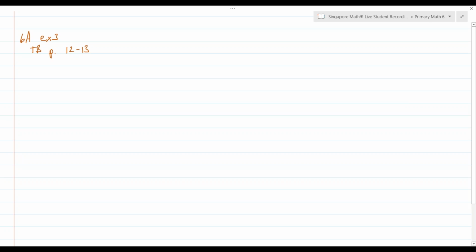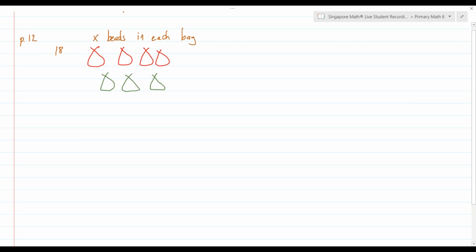Today we're going to talk about Workbook 6A, Exercise 3. In the textbook, that'll be on page 12 and 13, continuing on with the idea of algebra and some variables so that we don't always know the number we're working with.